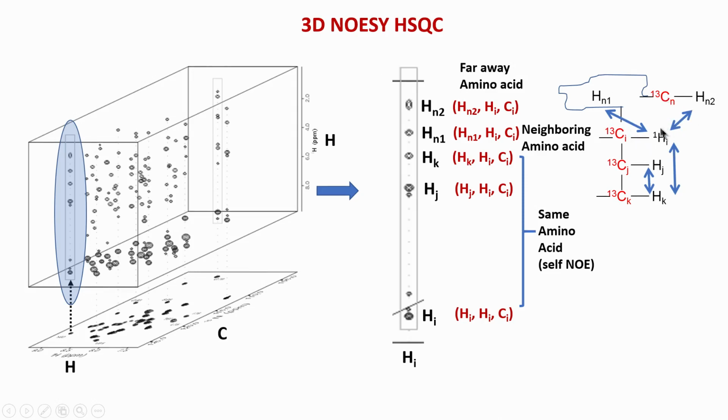So, there is no question of any J coupling between the two. So, this correlation that we are seeing is coming because of distance through space interaction. So, this is how we interpret the NOESY.